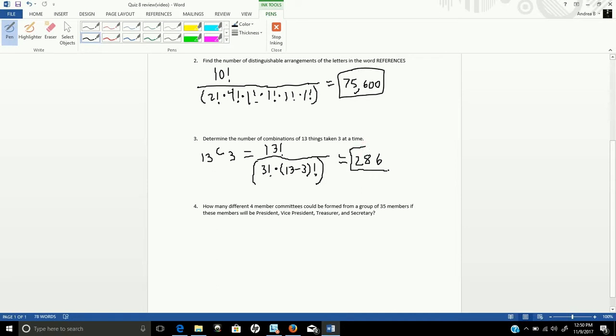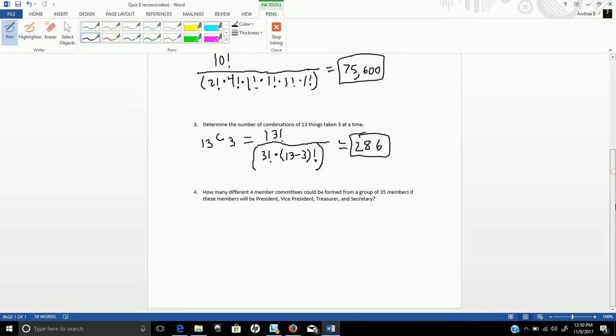And then the next one here, so one of them will actually say permutations or combinations, like number 3, say either permutations or combinations, whereas the last one you're going to have to decide whether it's a permutation or combination based on if order matters or not. So here we have how many different 4-member committees can be formed from a group of 35 members if these members will be president, vice president, treasurer, and secretary.